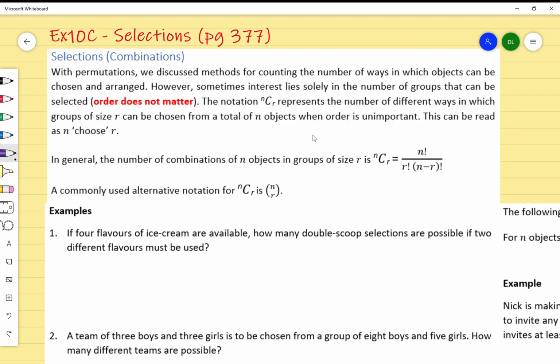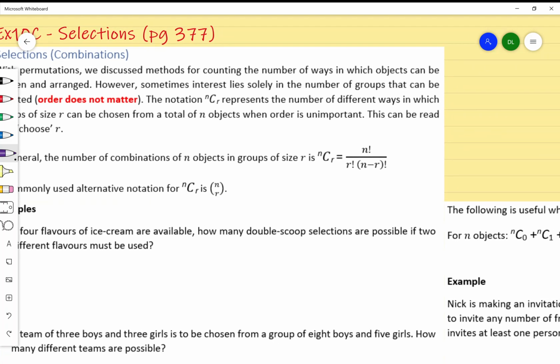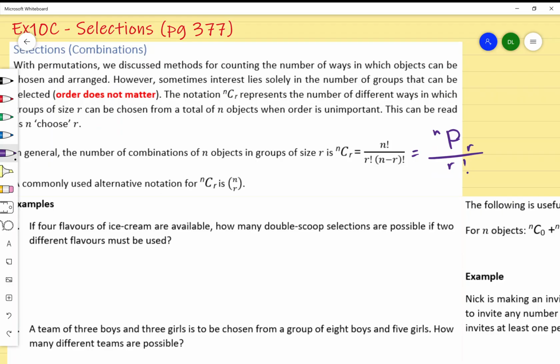In general, the number of combinations of n objects in a group size of r is nCr equals n factorial over r factorial times (n minus r) factorial. You might notice it's the same as nPr, the formula from last lesson, divided by r factorial. Same thing, but I'd recommend you just write down or memorize nCr, pretty straightforward.